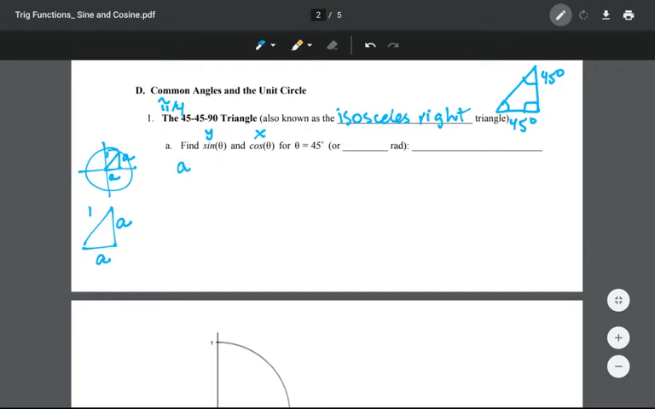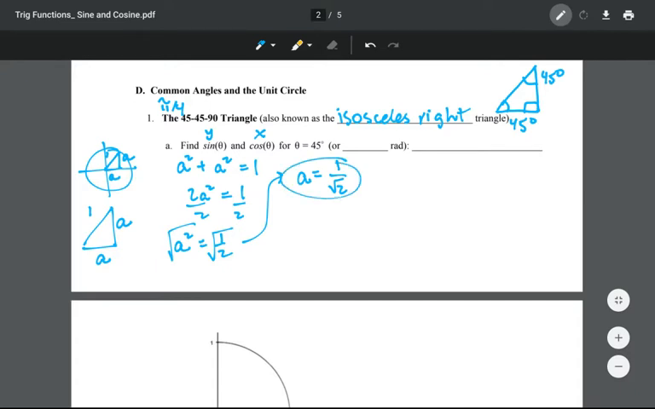Pythagorean Theorem tells us then that we've got a squared plus another a squared equals 1. 2a squared equals 1. Divide both sides by 2. A squared is equal to 1/2. I'll take a square root here. I'm going to just use the positive since I drew this in quadrant 1, but we can change the signs depending on where we're landing around the unit circle. So I can call this 1 over radical 2. That's one perfectly acceptable length to use.